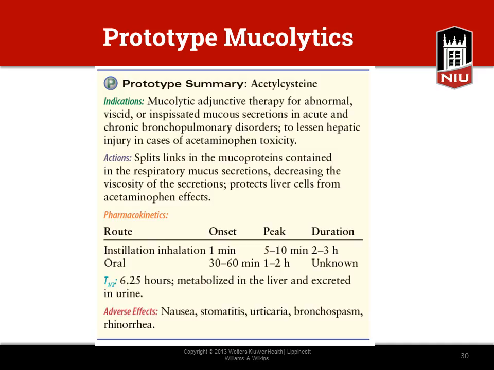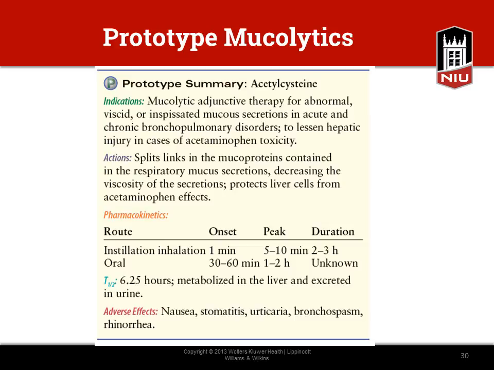Our prototype again is acetylcysteine. I hope I pronounced it correctly this time. Again, it's adjunctive therapy for abnormal, very, very thick mucus secretions. In case you wanted to know, but do not need to know for the test, it splits the links in the mucoproteins and thus decreases the viscosity. Again, we'll also use Mucomyst or acetylcysteine for acetaminophen overdose.